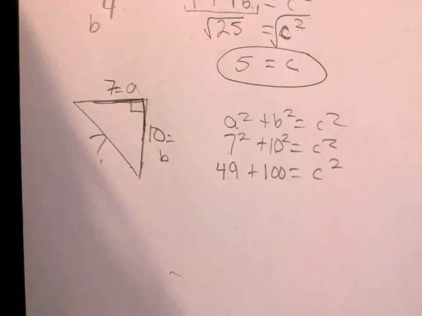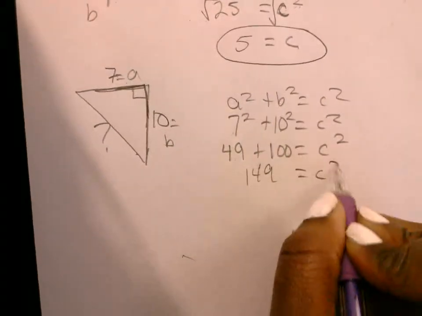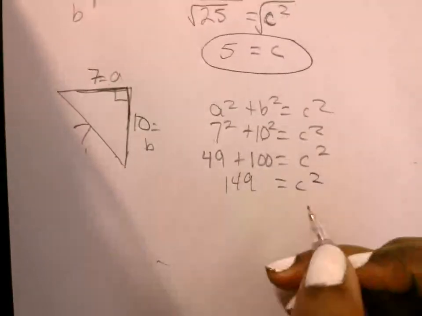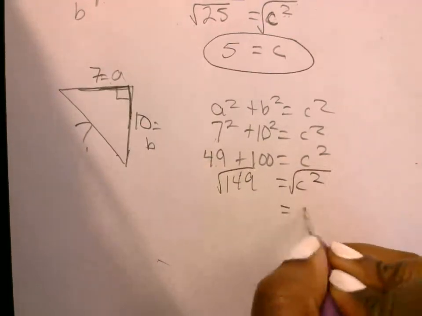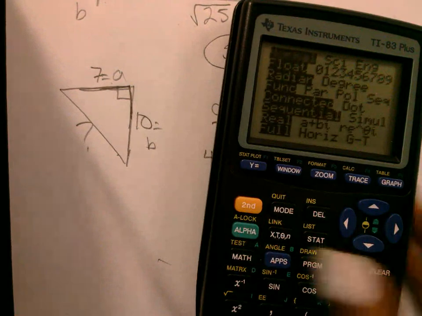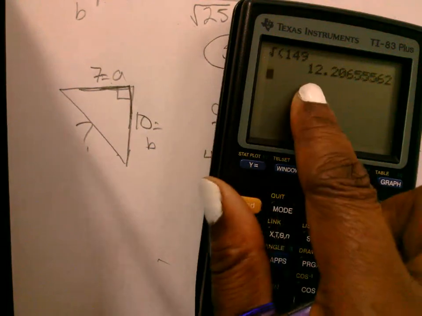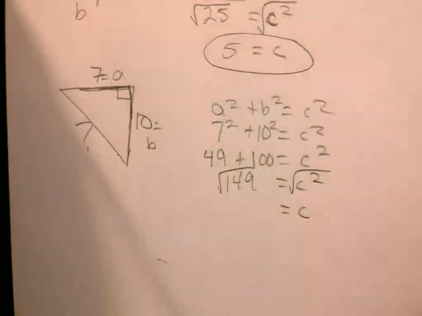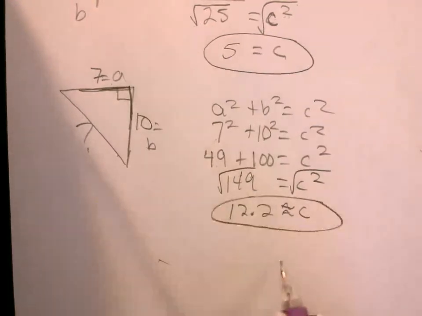Okay. So 149 is equal to c squared. Now what do we do to get c by itself? Square root of 149. Very good. We're going to square root both sides. This side is equal to c, and so we're going to type in the square root of 149. That equals about 12.2, squiggly lines, about 12.2. Do you understand that so far? Yes, ma'am.